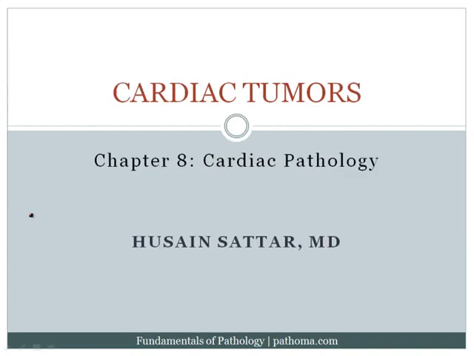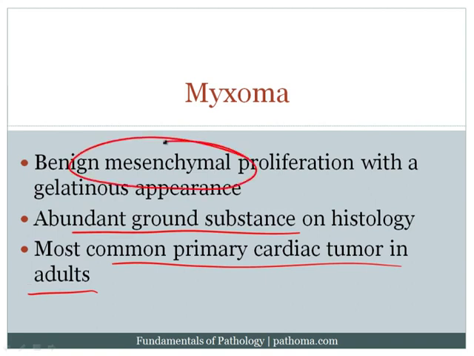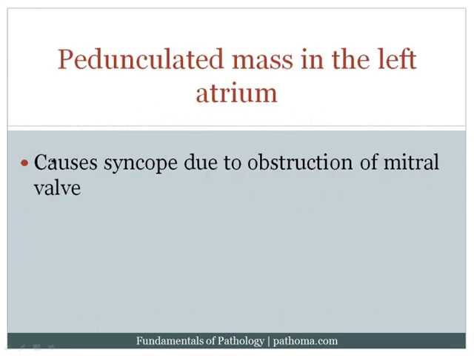The final section of this chapter deals with cardiac tumors. It's very straightforward. The first cardiac tumor is called a myxoma. This is a mesenchymal proliferation where you get a gelatinous appearance to the tumor. On histology, it shows abundant ground substance, and that's what makes it look so gelatinous. And this is the most common primary cardiac tumor in adults. Remember that in adults, the cardiac myocytes are permanent cells, and so therefore they're not going to be able to produce a tumor. So the only real tumor of the heart that you're going to get is going to be a tumor of the mesenchymal connective tissue. Again, that's called a myxoma. Now this tumor normally grows in the left atrium as a pedunculated mass, and it can cause syncope due to obstruction of the mitral valve.